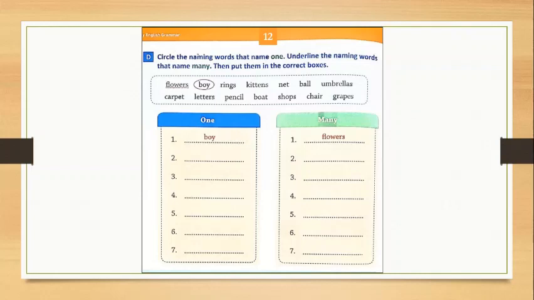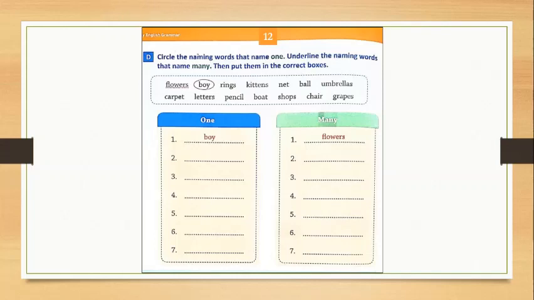Exercise D on page number 12. Circle the naming words that name one. Underline the naming words that name many. Then put them in the correct boxes. Here there are some naming words given. We have to look at each naming word. If it names one, we circle it and put it in the first column. If it names many, we underline it and put it in the second column for many.